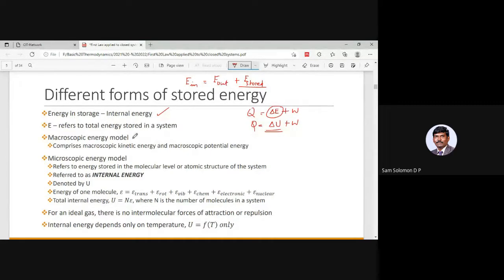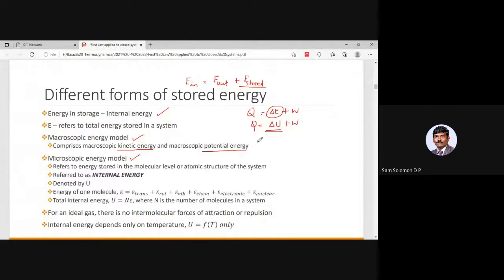One is the macroscopic energy model. The other one is the microscopic energy model. In the macroscopic energy model, usually the macroscopic forms of kinetic energy and potential energy are considered for a closed system, because our topic is first law applied to the closed system. Now the first law applied to the closed system.